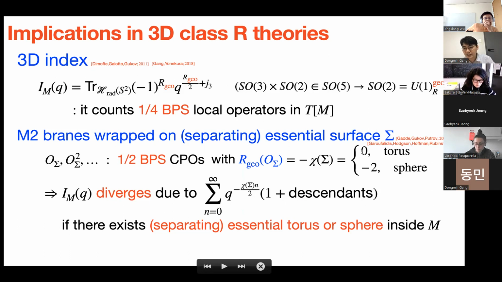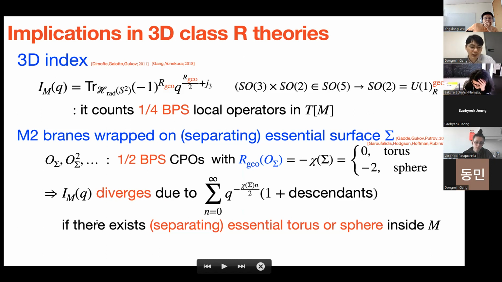For torus cases, this is 0, and for the sphere cases, this is -2. So it implies that if there is a separating essential sphere in the 3-manifold, there exists a half-BPS chiral primary operator with this geometric R charge given by these numbers. So this index diverges, because an arbitrary number of this one, which is always Q to the 0th power, and this is Q to the -1 power, will have arbitrary winding numbers, and this will give the divergence.